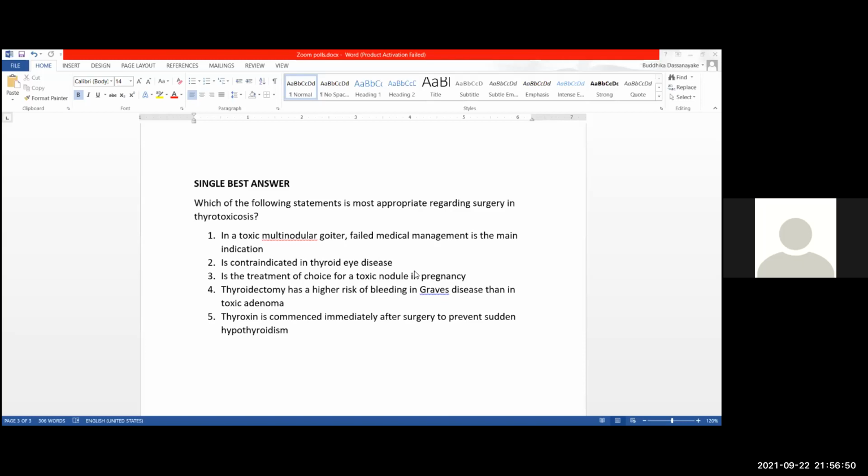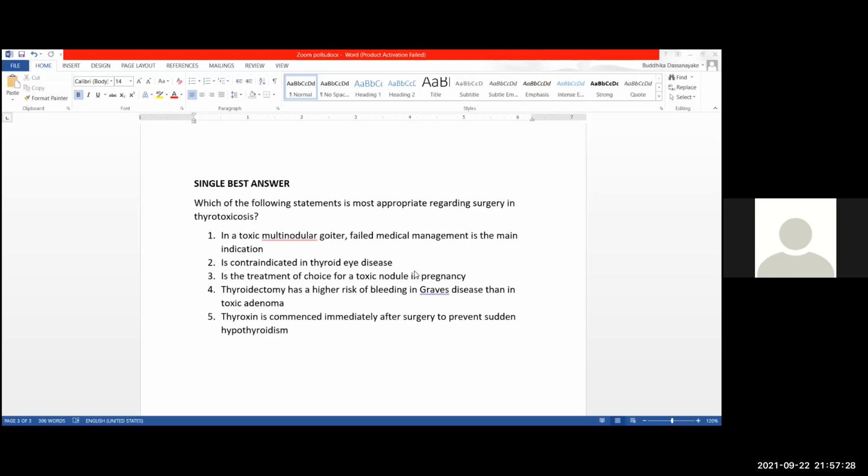Then you have anti-thyroid medications versus surgery. Yes, anti-thyroid medications do have some issues in pregnancy. Propylthiouracil is preferred over carbimazole, but still both those drugs are still safer than operating on a lady with hyperthyroidism in pregnancy. So we usually manage the pregnancy with anti-thyroid drugs, right?